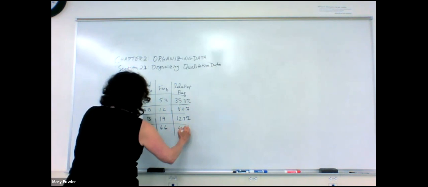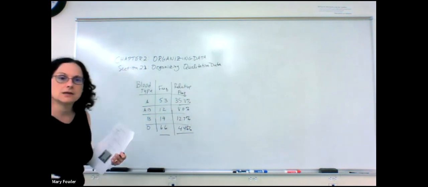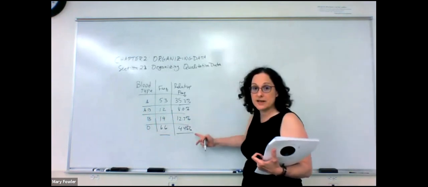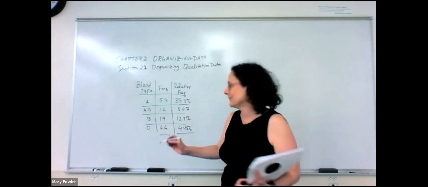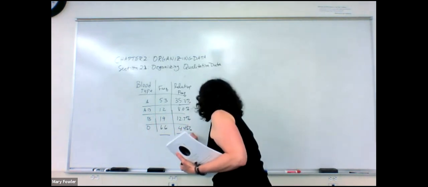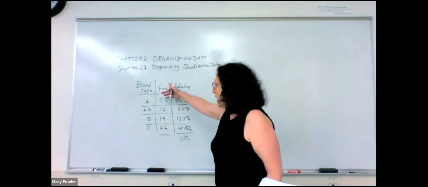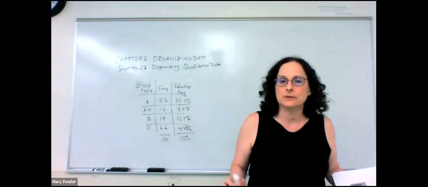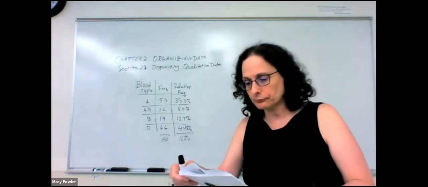And then these are called relative frequencies. The other word I used to describe them was percentages. So these are the percentages. And if I add up all the percentages, what do you think that sum's going to be? 100%. All of the patients are represented here. We had a total of 150 people represented in that data set.